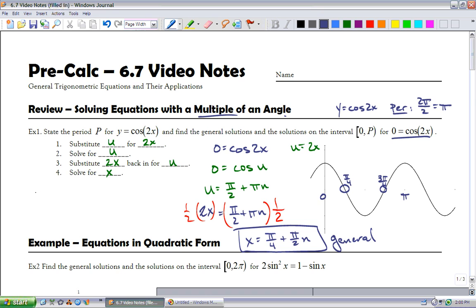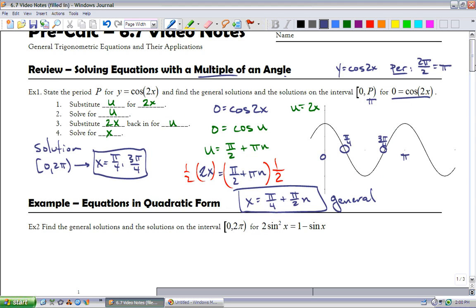If they asked us for our solutions from 0 to 2 pi, those solutions would then be x equals pi over 4. That's where we get this 0 to pi. The period in this case is pi, and 3 pi over 4. Okay? So that's just a review. Being able to deal with multiple angles will help us tremendously in this task.